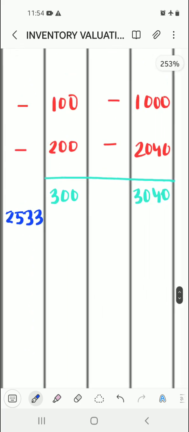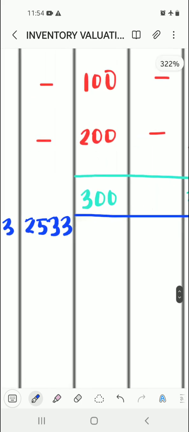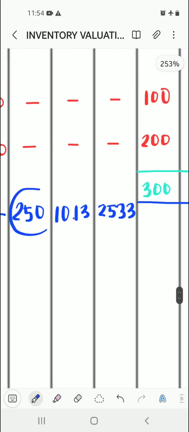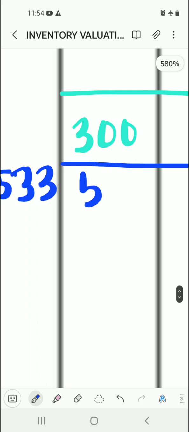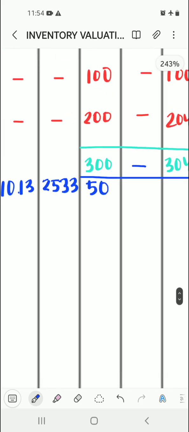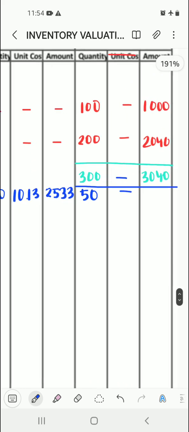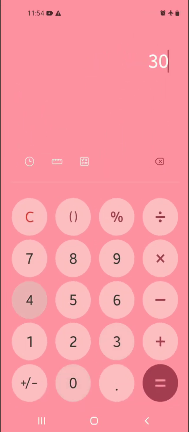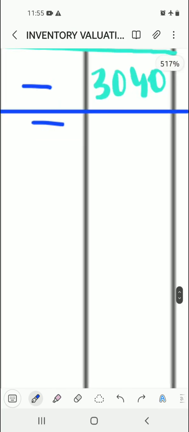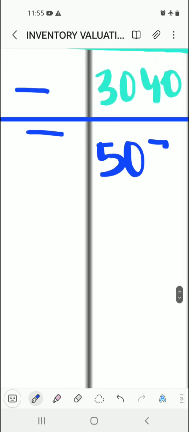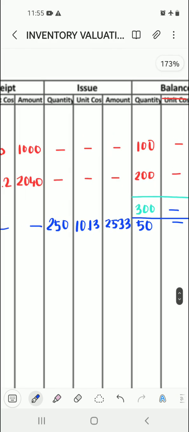Once we have done it, now we're going to write the balance. See, we had 300 units, but 250 is gone from this 300. So right now what we are left with is 50. So we're going to write it over here, balance 50. And here there was 3040, and right now 2533 is gone from 3040. So subtract it. 3040 minus 2533, that is 507. We're going to write it over here. 507. So we are done till here.